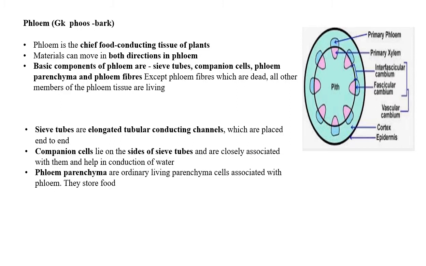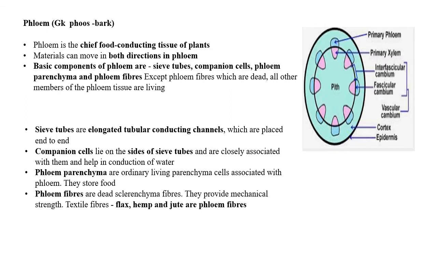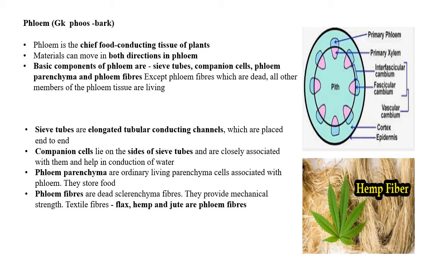They store food. Phloem fibers are dead sclerenchyma fibers. They provide mechanical strength. The textile fibers of flax, hemp, and jute are phloem fibers. Xylem and phloem together form the vascular bundle, for example, leaf veins, which are in continuity with the conducting tissue of stem and roots.